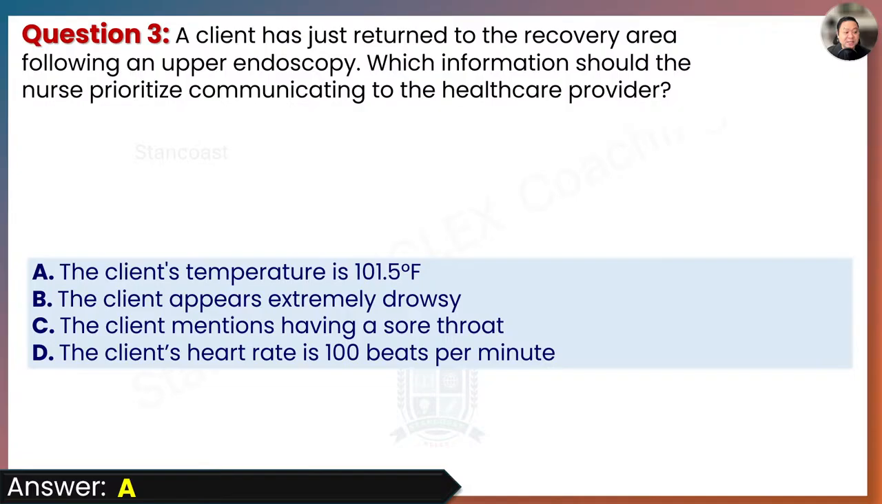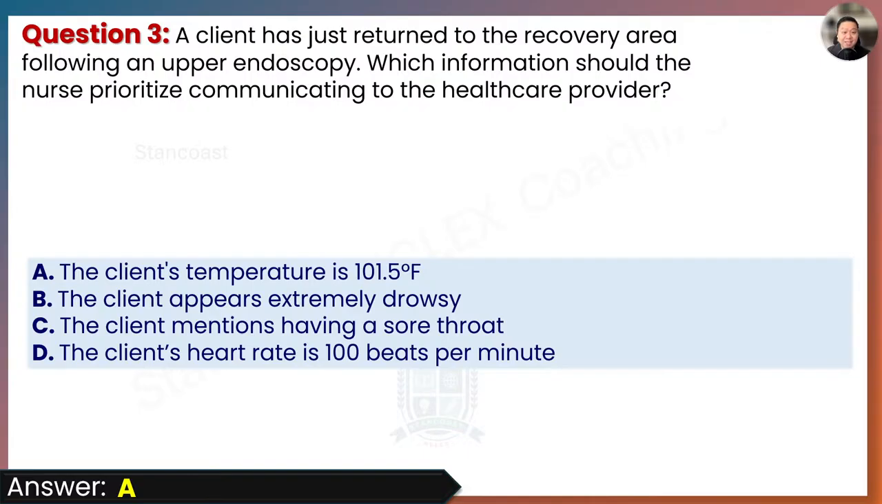What about letter C? The client mentions having a sore throat, and this is a common symptom after an endoscopy due to the insertion of the endoscope through the mouth and throat, and this usually will resolve on its own without medical intervention.